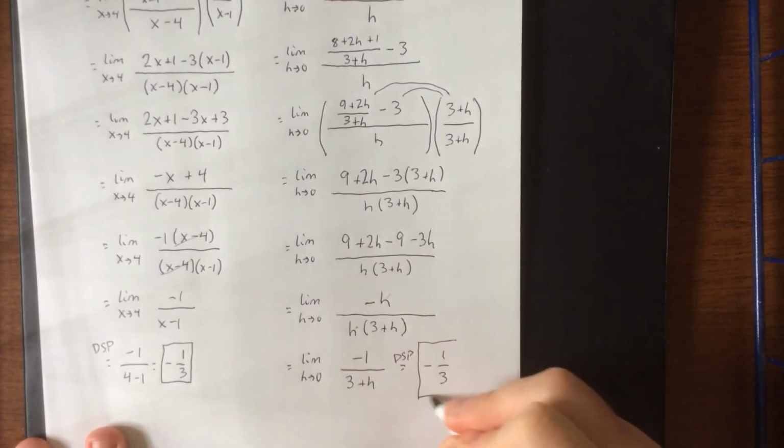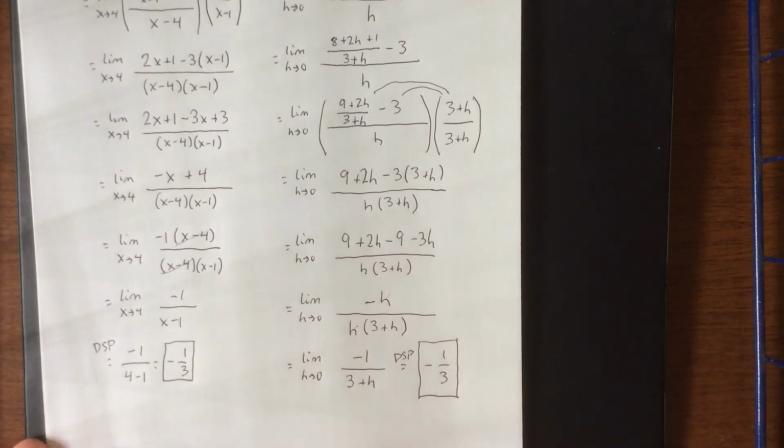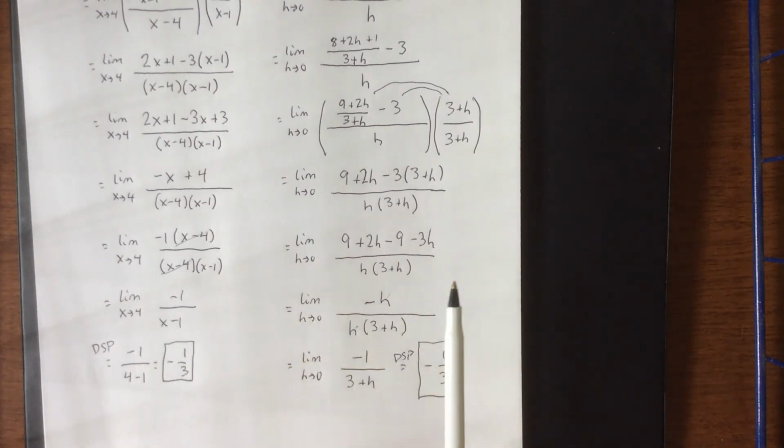Applying the direct substitution property, we replace all of the h's with a 0, and we are left with negative 1/3. Now to reiterate what I said on the last problem, I'm going to repeat for this problem, you don't have to do both of these. You only need to get comfortable with one or the other. So as long as you're comfortable with either one of these processes, you should be good moving forward.